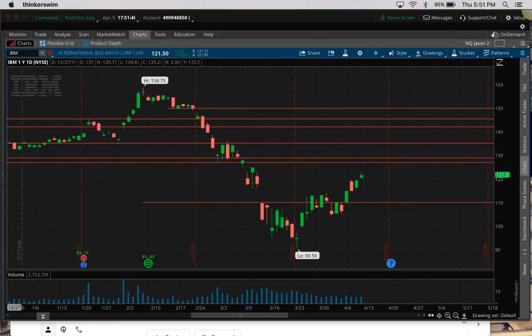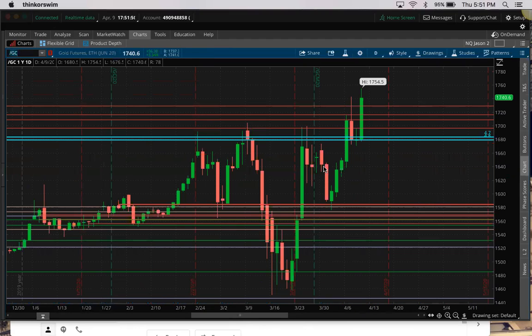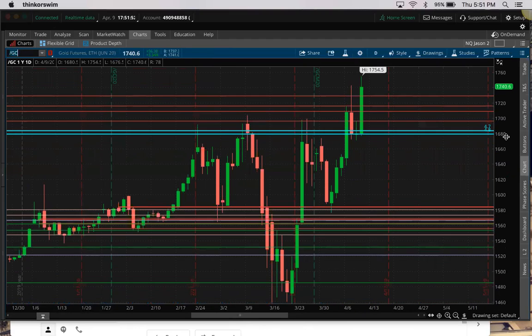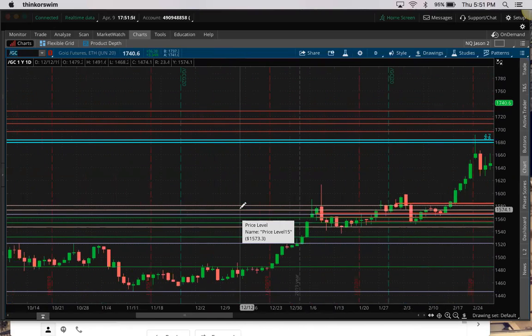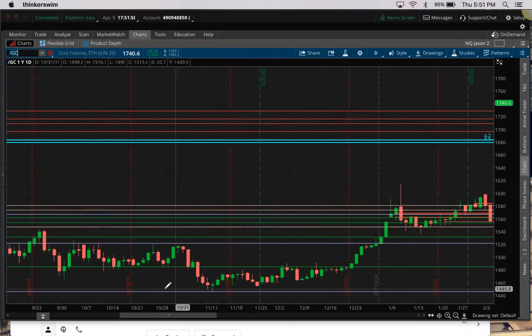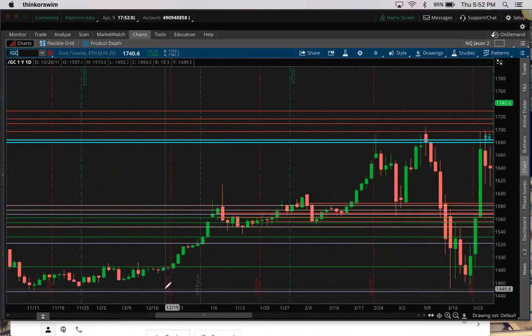So let's go pull up gold, because I know I don't have too much marked up on gold. This is the daily. I look at it back then, it was so low. Gold has gone so high now with all this.